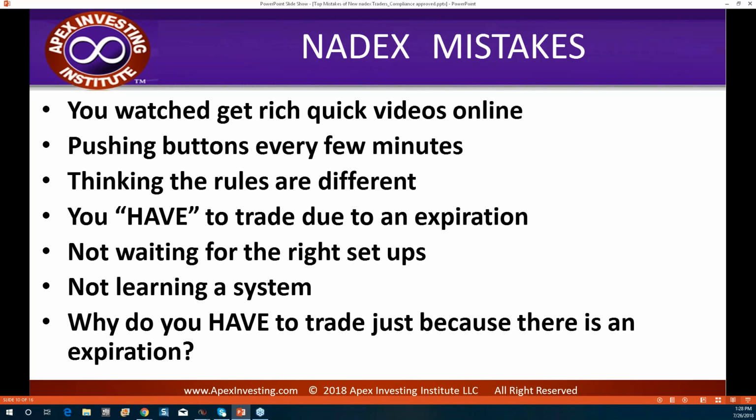You have to utilize Nadex binaries or Nadex spreads as a trading instrument, just like if you were trading a stock or live futures or spot forex. You still have to wait for the right setups. You still have to learn a system. You have to have a point of entry. You have to enter for a reason, not just because, well, there's an expiration. This is one of the biggest issues right here.